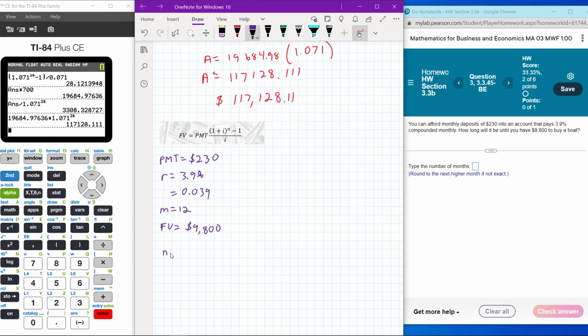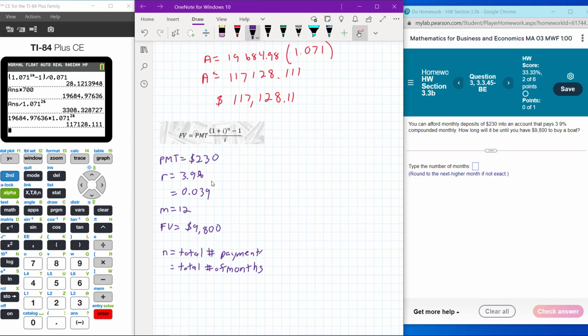Okay, n is equal to the total number of payments. It's also equal, since we're making monthly payments, to the total number of months. Okay, so let's get to it.